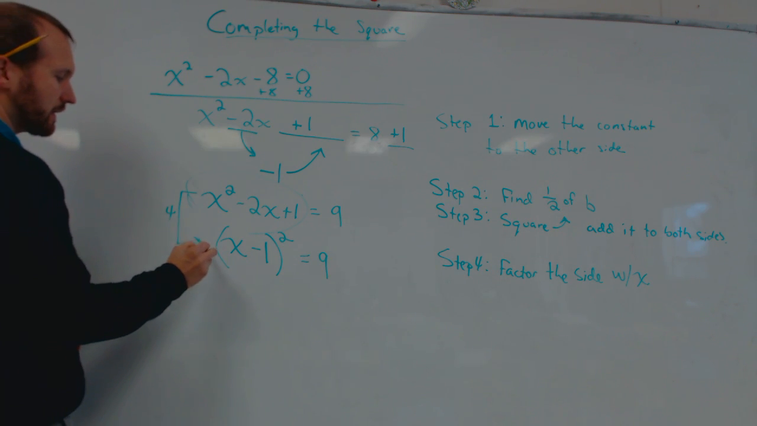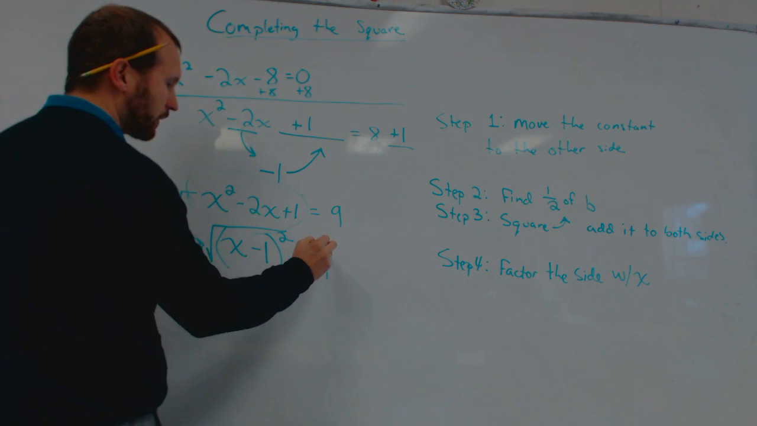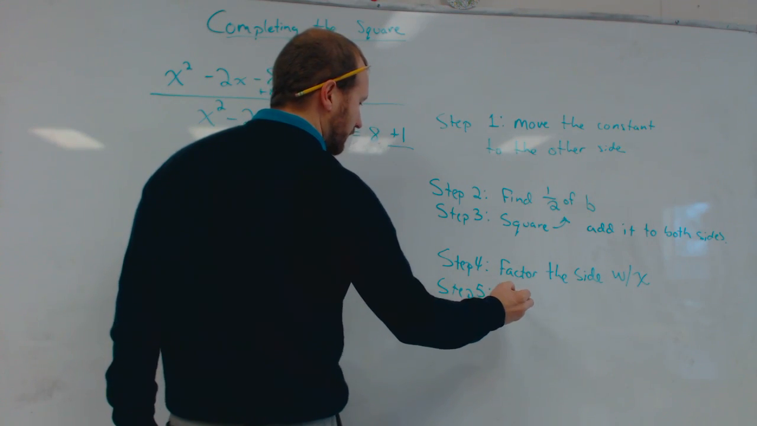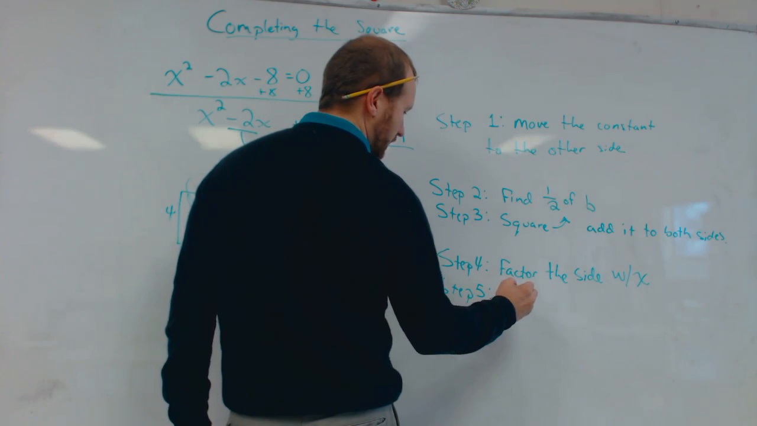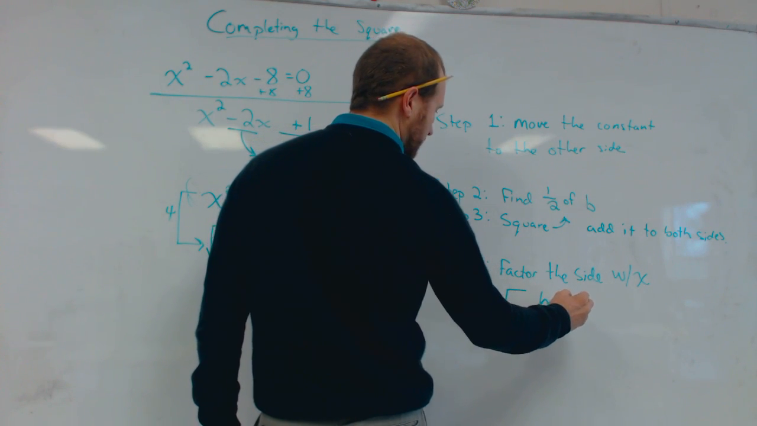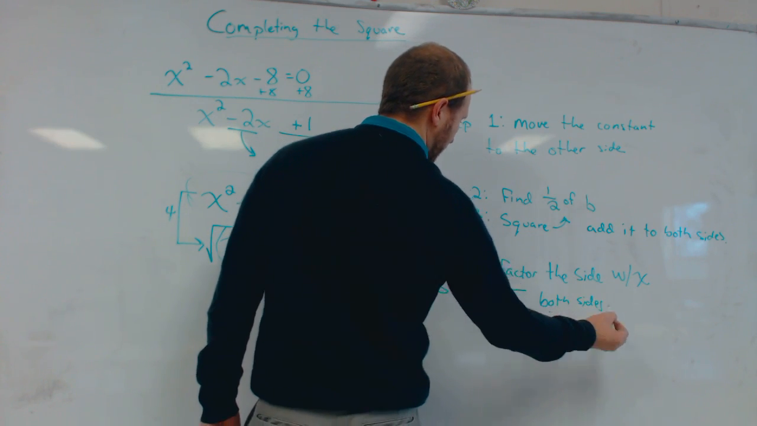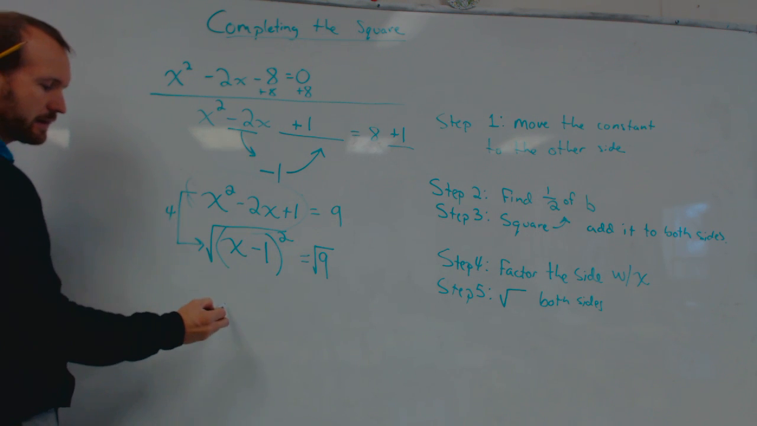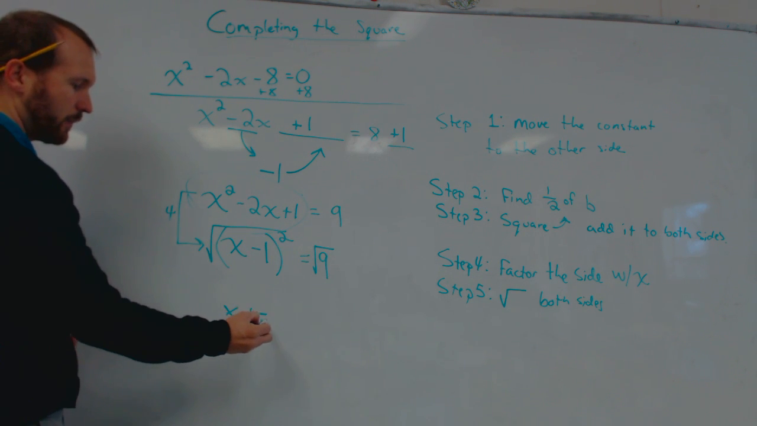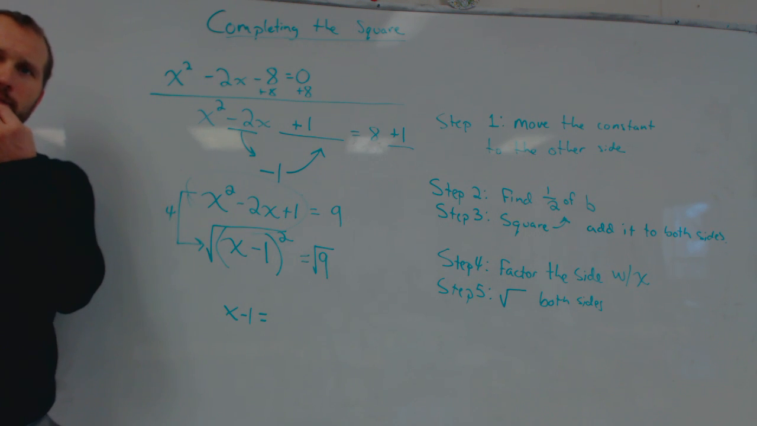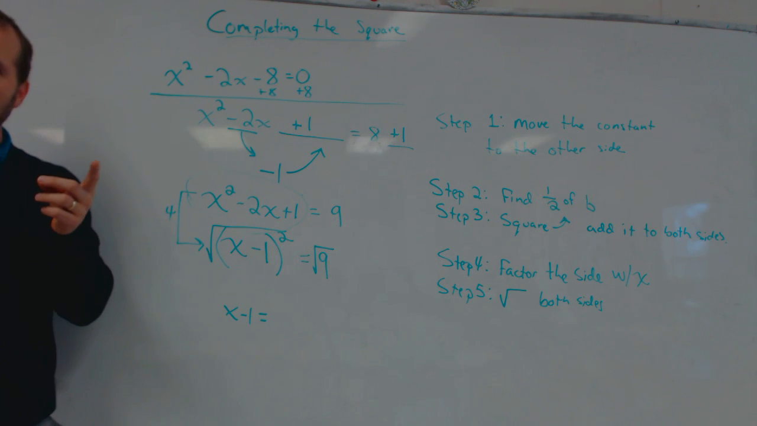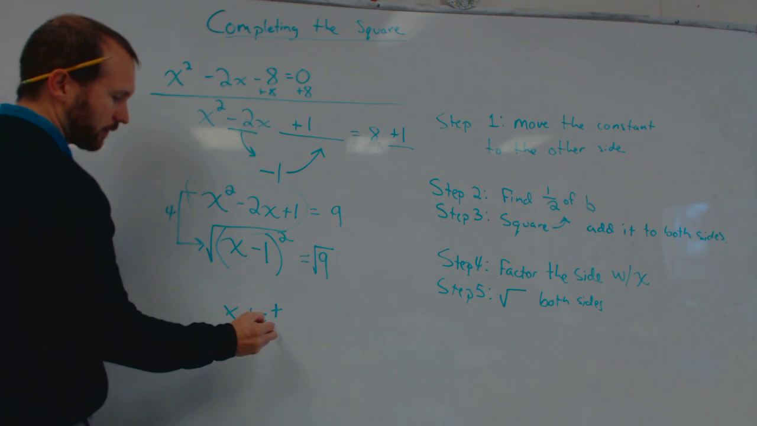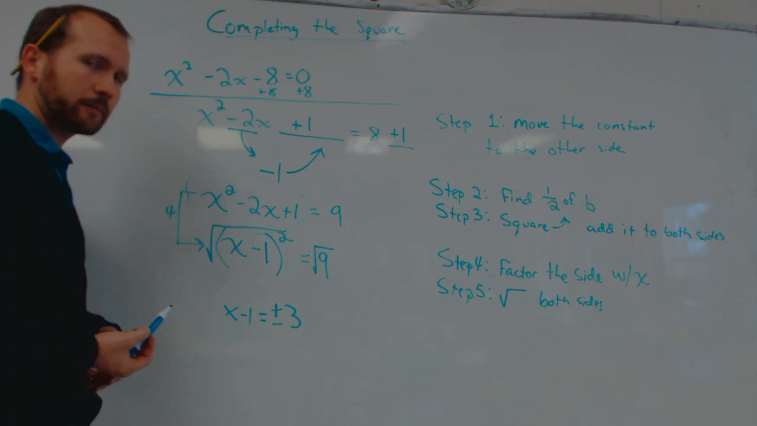And that's kind of the whole reason that we do this. So if I square root both sides, that's step 5. Now I end up with something that I can solve. I'm going to use the symbol here. There's a really important thing here, though. The square root of x minus 1 squared is x minus 1, no matter what. But what is the square root of 9? 3. It is 3, or negative 3. So we write it like this, plus or minus 3.